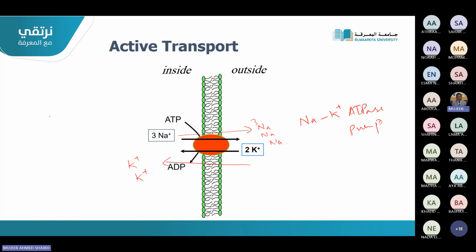So you can see here, 3 positive ions are going out, whereas 2 positive ions are coming in. So how much is the loss? Loss of 1 positive ion from inside to the outside. That's why inside is becoming negative. And also proteins are there. Agreed? So resting membrane potential is established.